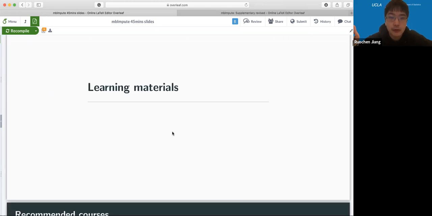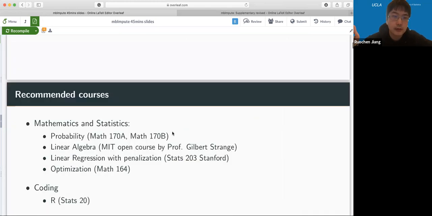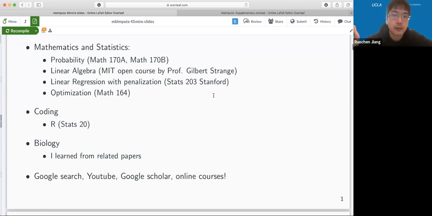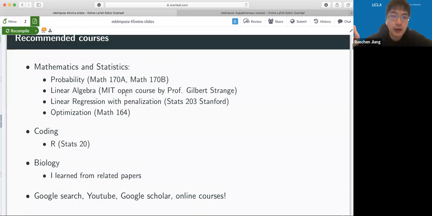So first, I want to talk about some of the learning materials. Here at UCLA, I would recommend Math 170A and Math 170B for you to learn some basics about probability. And for the linear algebra part, I would highly recommend the MIT OpenCourseWare by Professor Gilbert Strang. And for linear regression with penalization, you can search for Stats 203 at Stanford.